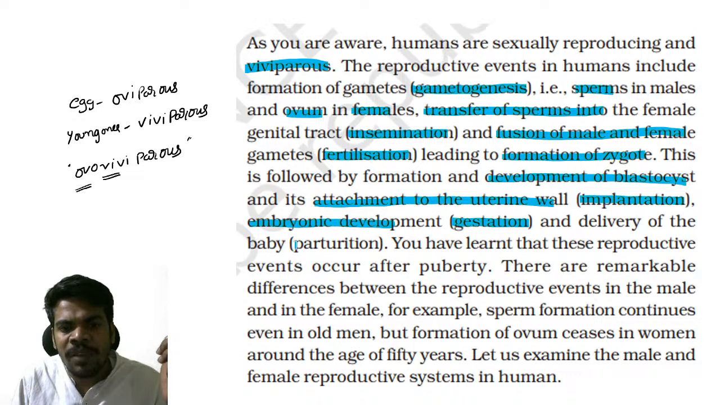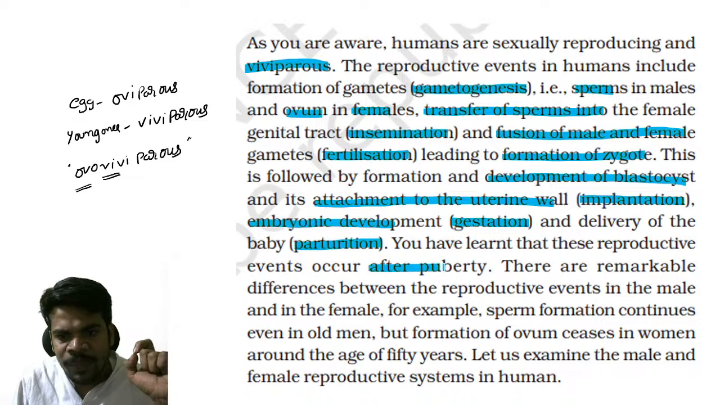Delivery of the baby, what is parturition? Delivery of the baby is parturition. So these are the steps, and I think we already discussed these steps. You have learned that these reproductive events occur after puberty. All these happen after puberty.